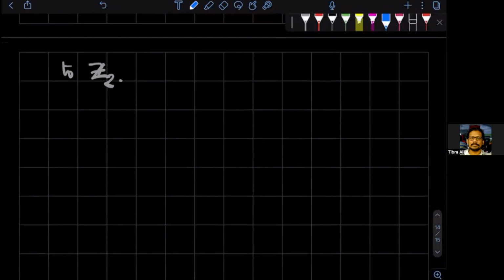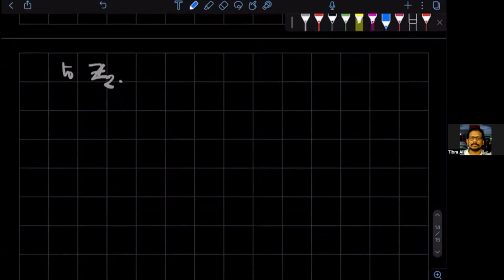So there are other representations. So for example, I challenge you to find two matrices, M1 and M2, which are not numbers, which also follow the same multiplication table. Okay, so try that. That would be another representation. Okay.